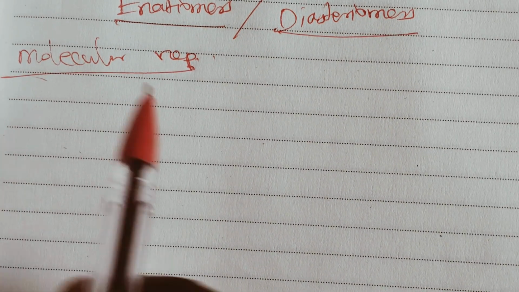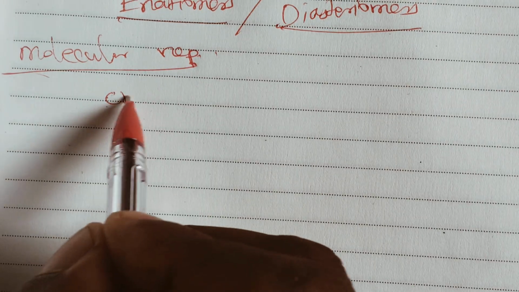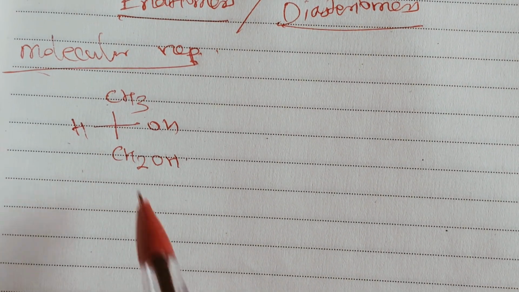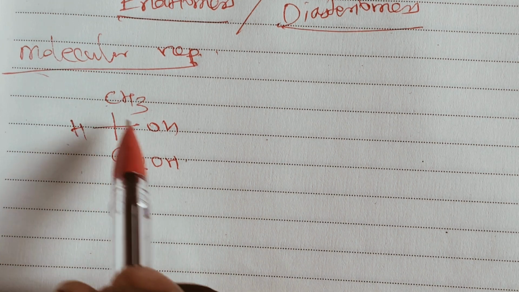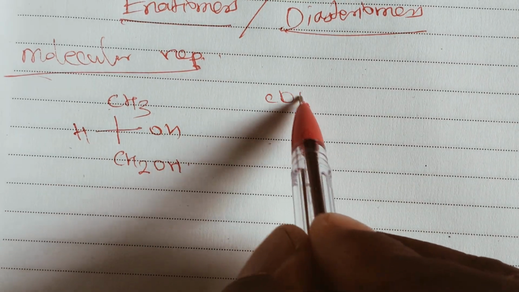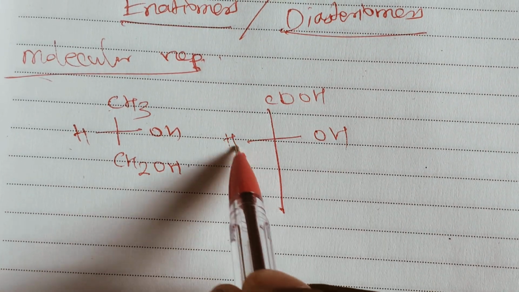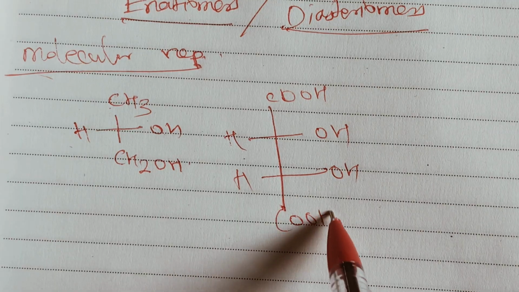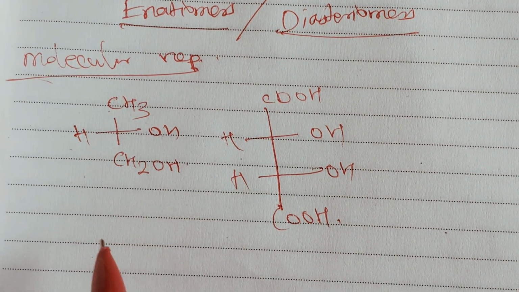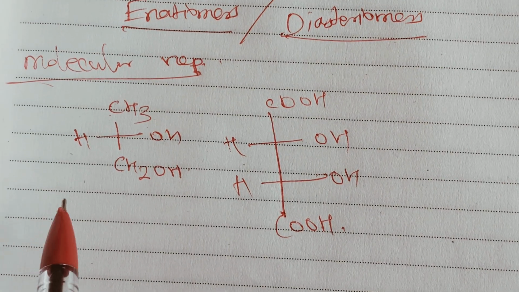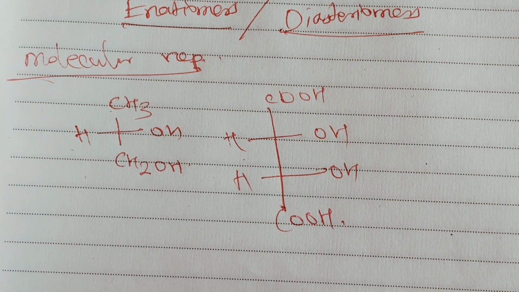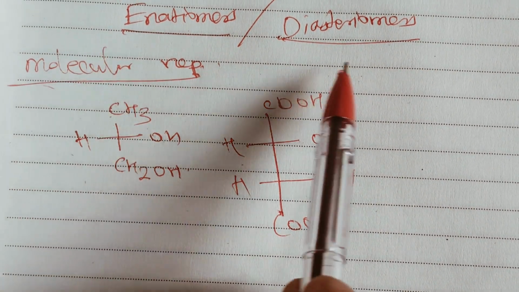In the case of Fischer projection, for example, CH3, OH, H, CH2OH. If a molecule is represented like that, that is nothing but the Fischer projection. Similarly, another example: COOH, OH, H, OH, H, COOH. This is also a molecular representation of the Fischer projection. Next there is the Newman projection, which we will study in conformational analysis. Now, enantiomers and diastereomers.